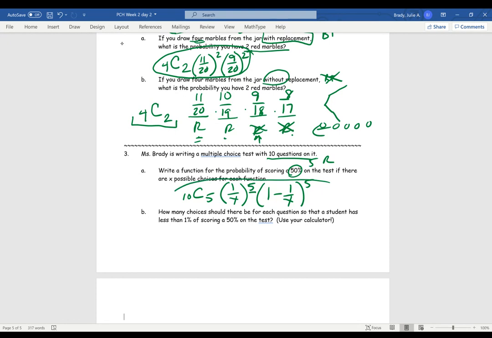If you put this into y1 and check out your table, I just scanned through my table and it got less than 100% when I got to the 7th entry.